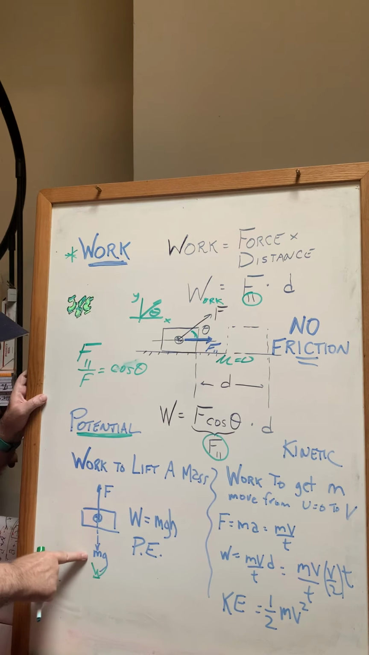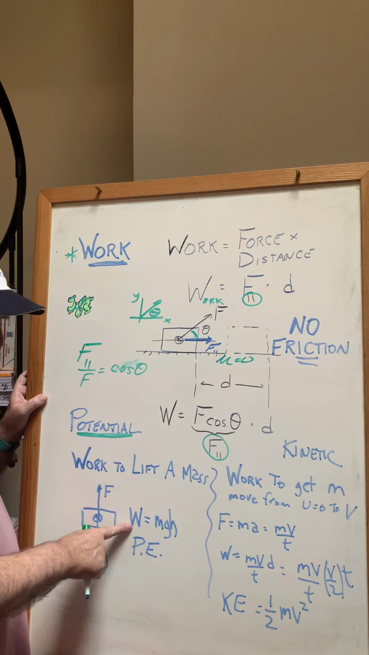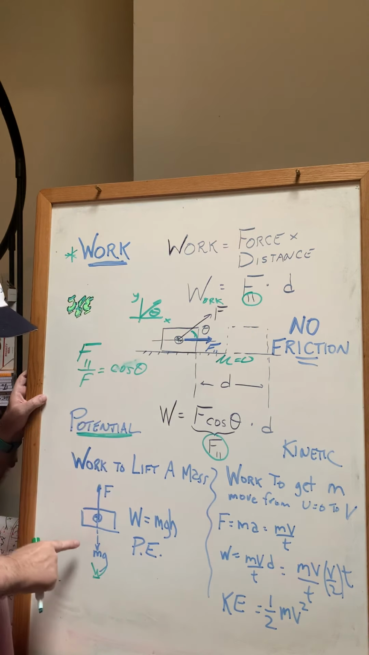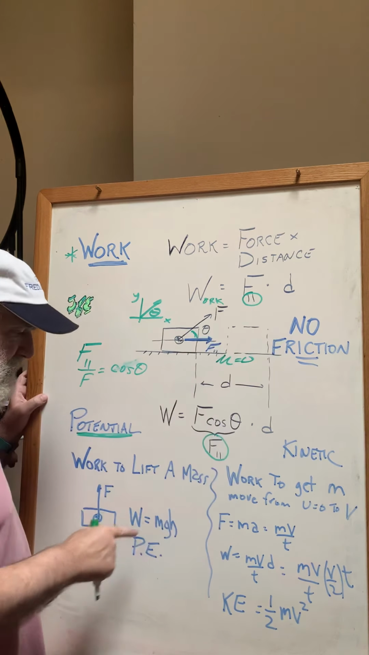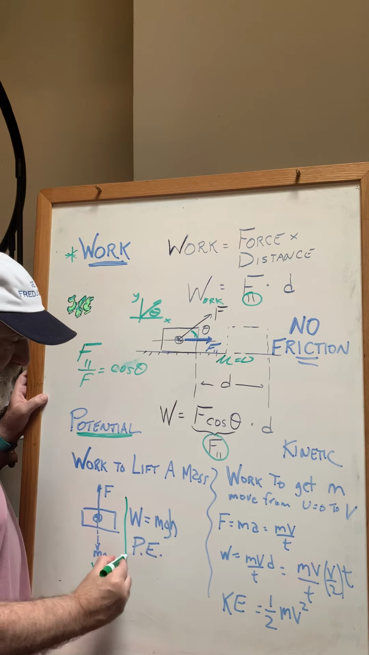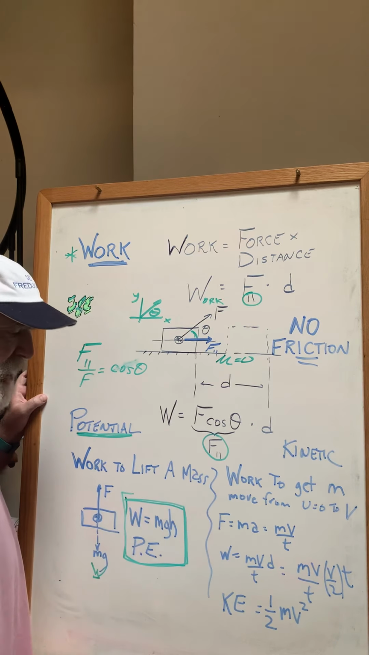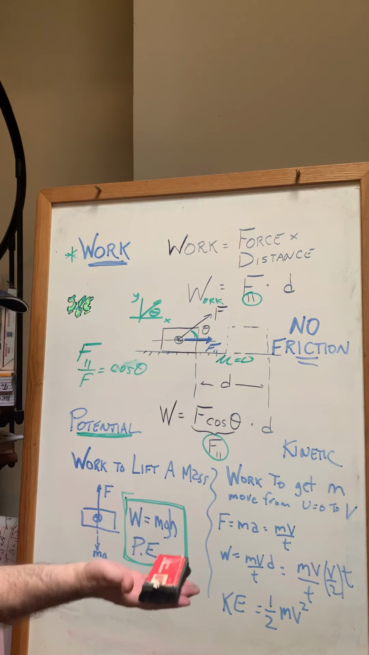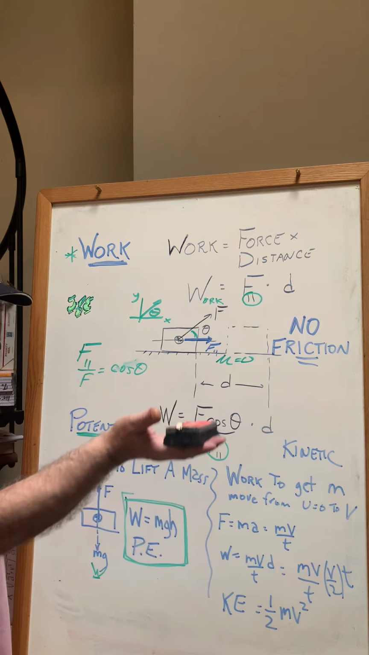So I have a weight of mg and I have to lift against that. And so the work I do is the force in the direction of motion, which is upward in the y direction, is mg, force, times distance, which is height. So this is the work that I do in the vertical direction against gravity. So this does work when I lift an object against gravity.